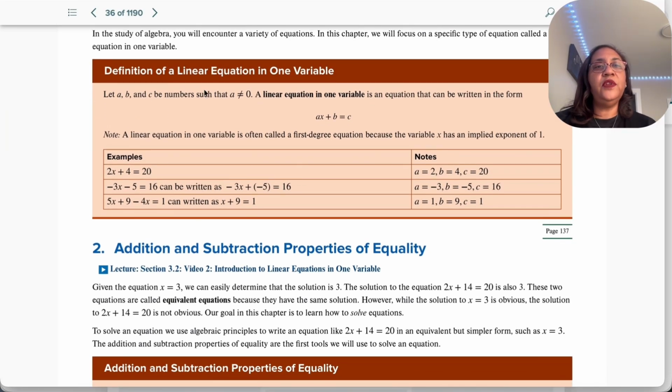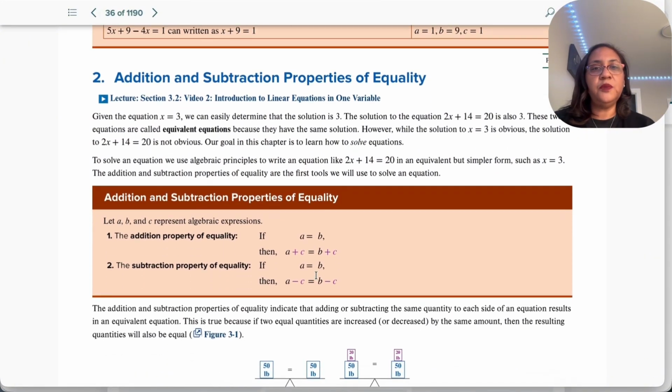So, definition of a linear equation in one variable: let a, b, and c be numbers such that a does not equal 0. So ax plus b equals c, that's just a form, right? It just means that, like I said before, the variable x has an implied exponent of 1, not squared, not cubed, right? Just 1. So the variable stands alone.